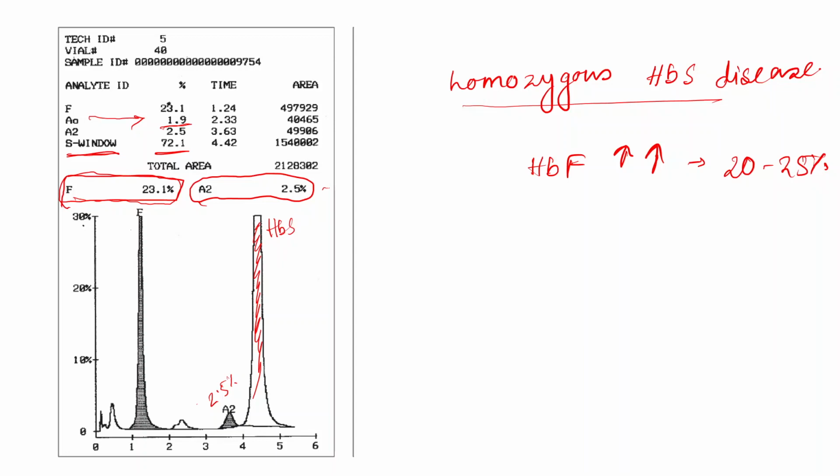There are other rare variants also, like HbC disease, HbD Iran, Hb Lepore, and HbD Punjab, which I will discuss in my subsequent lectures.